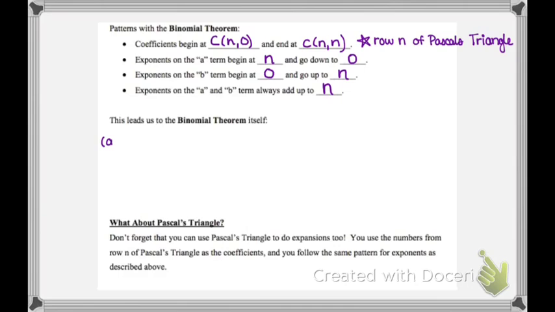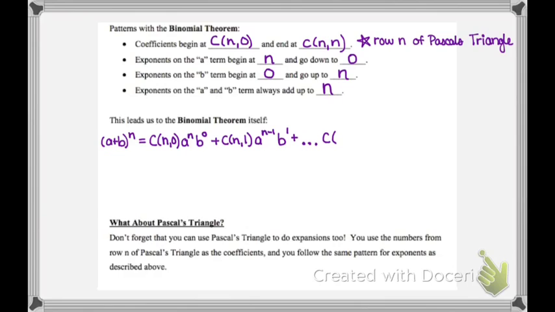If you are expanding a plus b to the nth power, it would look something like this. We would start with the coefficient n choose 0, as we said, and a would start with the largest exponent, b would start with the smallest. That would all be one term. Then the next term would have a new coefficient, n choose 1. A's exponent would go down 1, so instead of n, it'd be n minus 1. And b's exponent would go up 1, so instead of 0, it'd be 1. We'd keep going here.